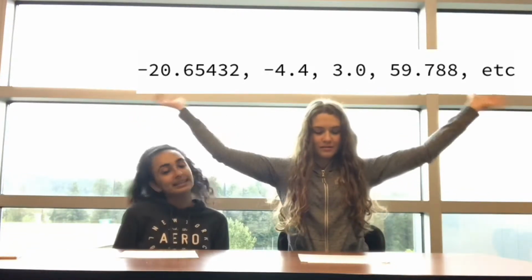Next is a double. A double is similar to an int, meaning it holds a number. But instead of the variable only being able to hold whole numbers, it also contains decimal numbers. Some examples of doubles are. Some examples of declarations are.